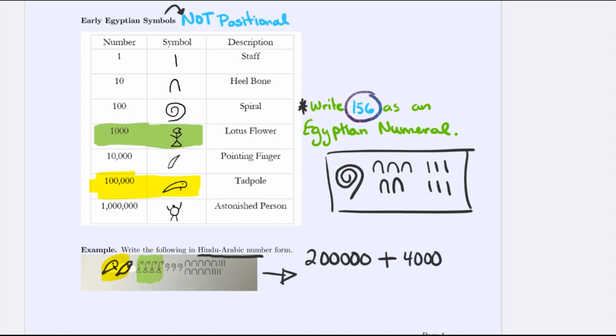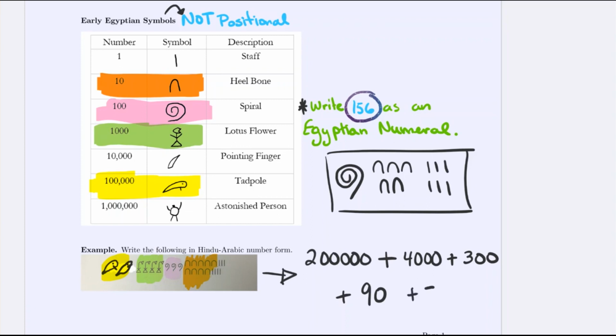Next, we would translate the symbols to the right of that, and we see that matches our scroll. Now we have 3 of those symbols, each of them 100. So we would add 300 to that. And then we would continue with our next one. Now here we've got 1, 2, 3, 4, 5, 6, 7, 8, 9 of the heel bones. Each of them are 10 each. So that means we have an additional 90 represented by these symbols. Finally, we've got our ones. 1, 2, 3, 4, 5, 6, and we have 7 of those. So that means we're going to add 7.